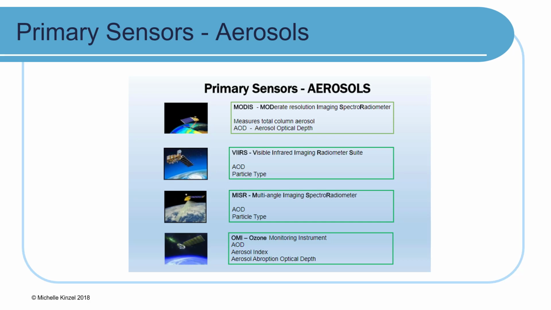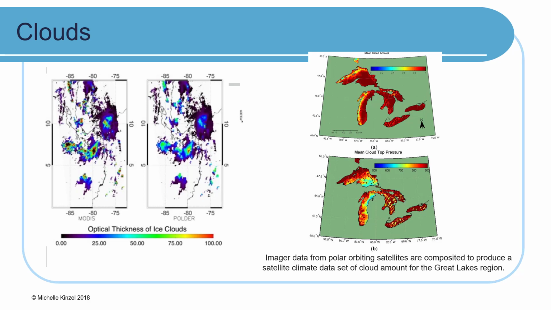And these are the primary sensors that are monitoring aerosols in our atmosphere. We have MODIS, VIIRS, MISR, and OMI. Here's an example of looking at the optical thickness of ice clouds on the left, and on the right is looking at an image from a polar orbiting satellite to monitor cloud amounts over the Great Lakes region.